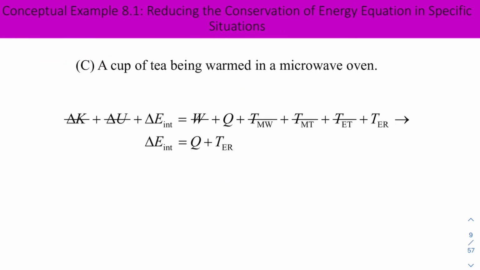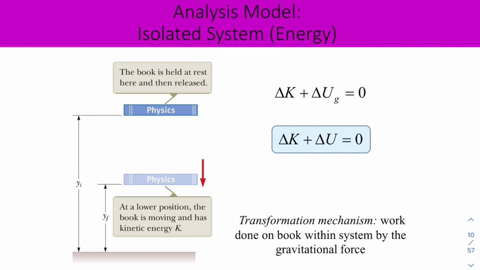Then see a cup of tea being warmed in a microwave. There is no kinetic energy change, there is no potential energy change, but there is internal energy change. There is no work done, there is a heat transfer, no mechanical wave, no matter transfer, no electric transfer, but yes, there is electromagnetic radiation because we are using a microwave. So finally, our equation is going to be simplified into this version.